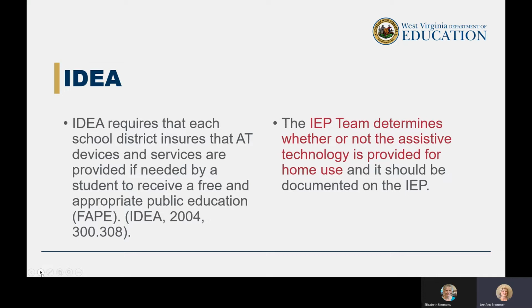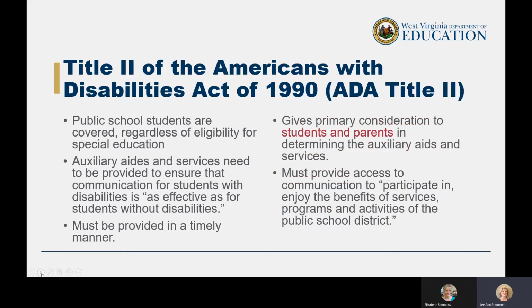Title II of the Americans with Disabilities Act is very rarely used by parents because, for one thing, parents don't know that it exists, and most public school employees don't either. But it covers public school students regardless of their eligibility for special education, and auxiliary aids and services that are needed to ensure that the communication for students with disabilities is just as effective as for students without disabilities.